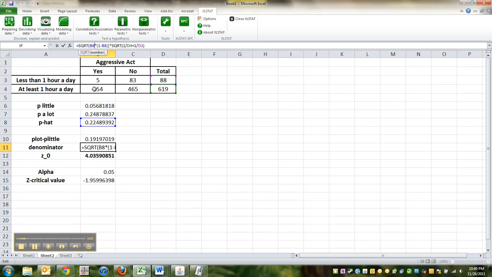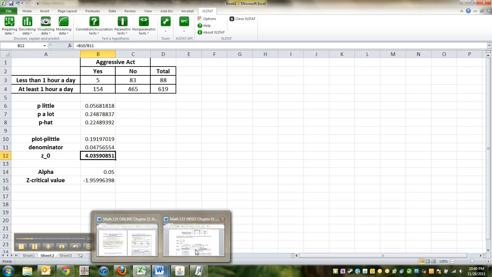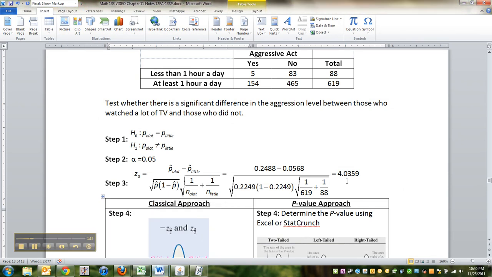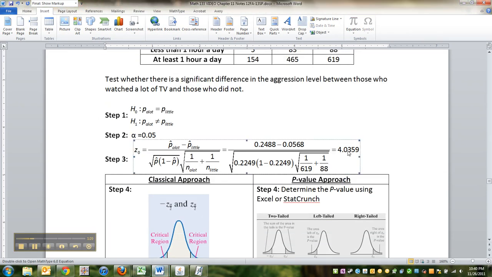It's the square root of B8, which was right here, P hat, times 1 minus P hat. And then over here, 1 over 619 plus 1 over 88. And notice you have to close off this square root and then times it by the next square root. So they're each separate. And that gives you your denominator. And then I just took that numerator, that difference, divided by that denominator, and I've got my Z0, my test statistic, which is 4.0359, which is what's right here, 4.0359, right there.